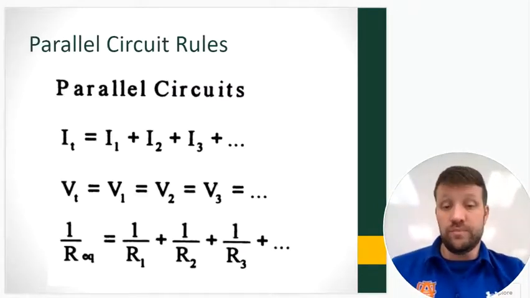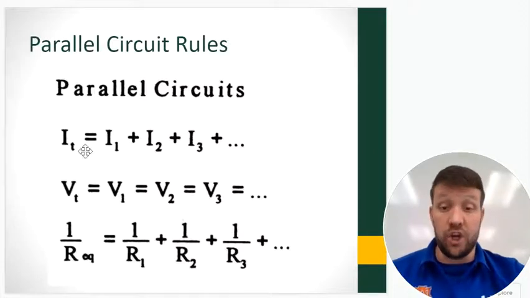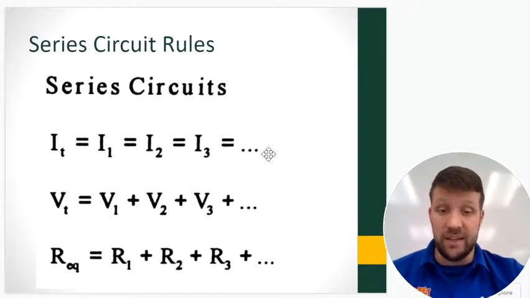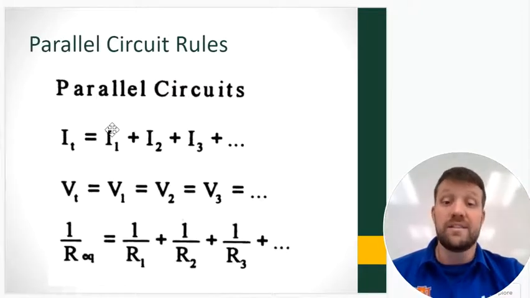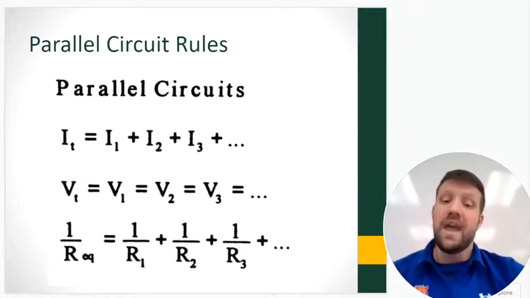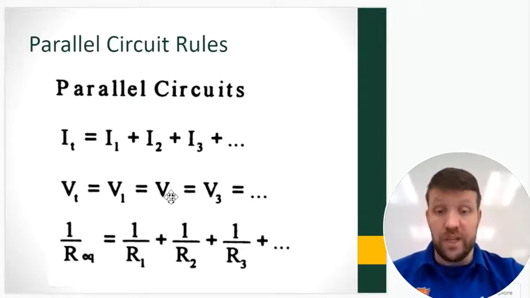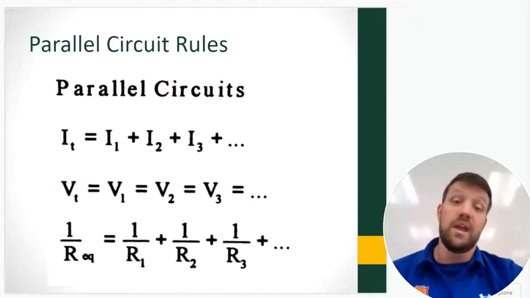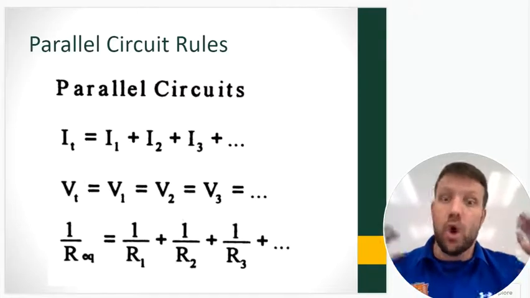And then in parallel, our rules are, okay, now the current here, it's not the same, right? Here in series, it was the same everywhere. Here in parallel, it's the sum of those currents through each of the branches. And we looked at that, right? And voltage here is the same through each of those branches, okay? And that's because that pushes the whole system.